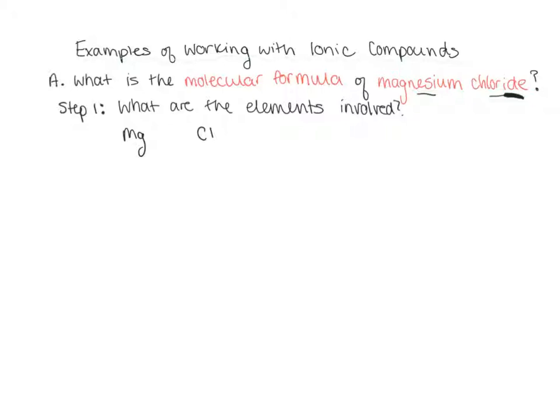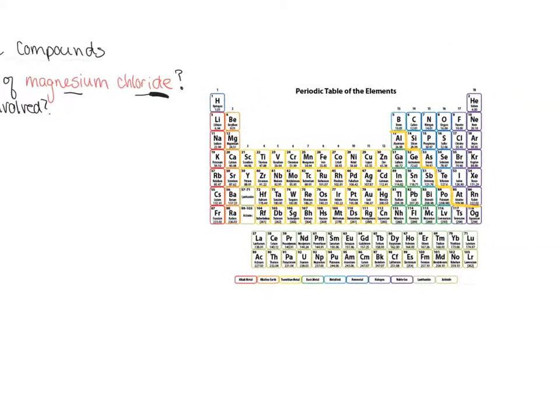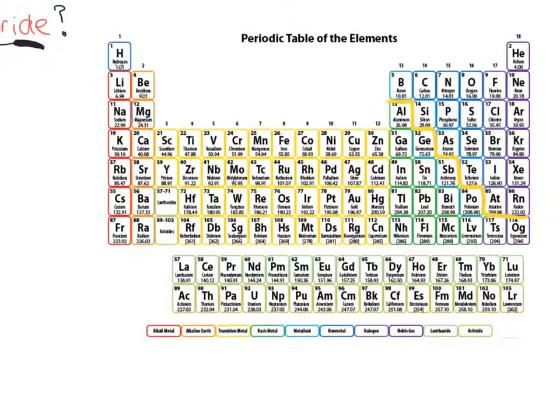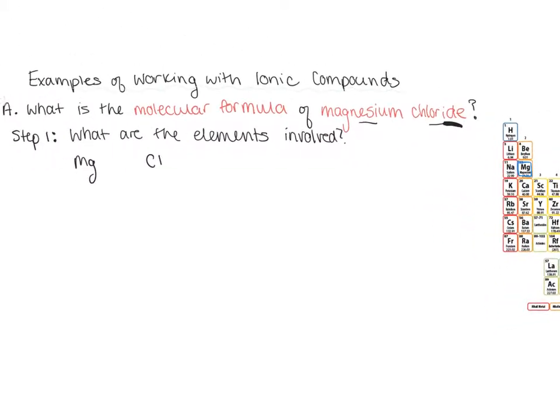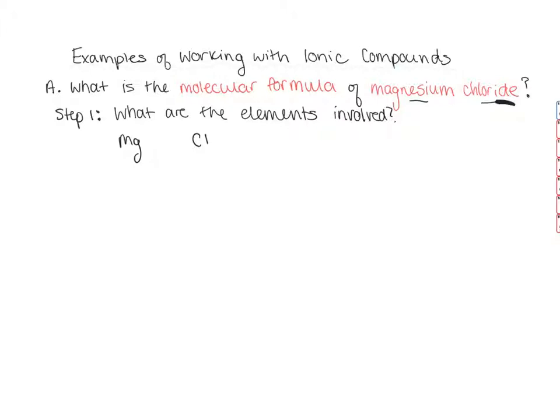And another part of this step is to determine which one of these elements is the metal and which one is the non-metal, or in other words, which one is the cation and which one is the anion. So if we look over here at our periodic table, magnesium is over here. It's a metal because it's on the left side of this staircase here. And then we have chlorine, which is over here. It's a non-metal.